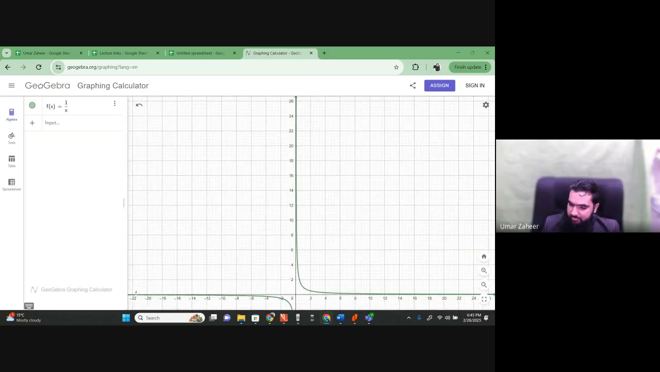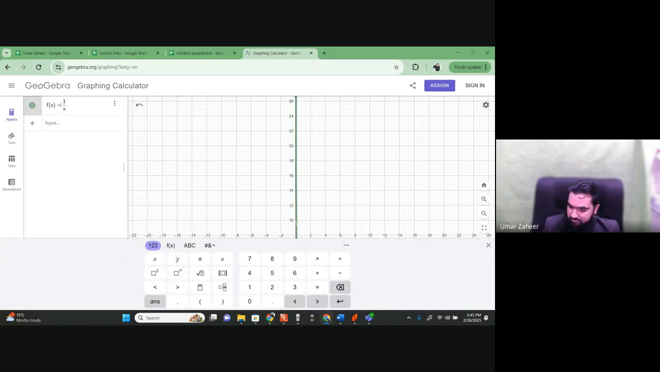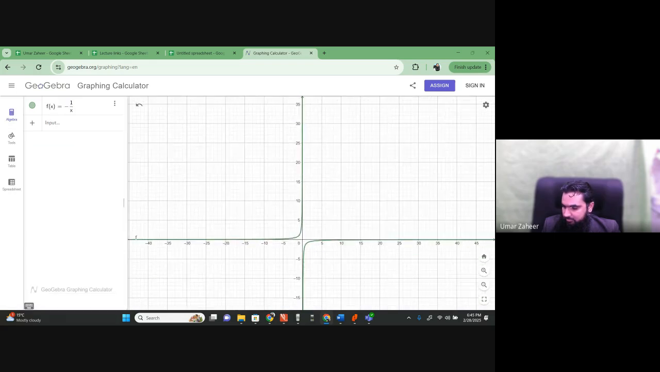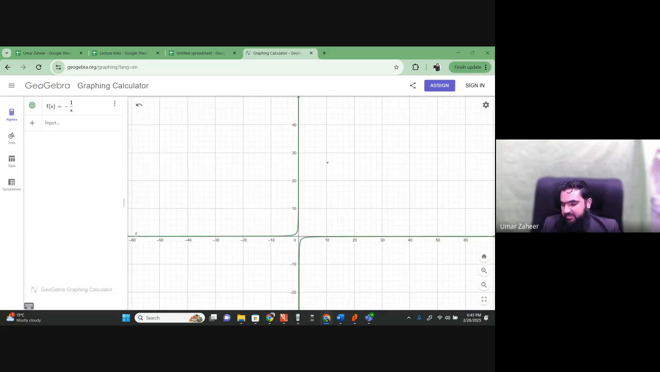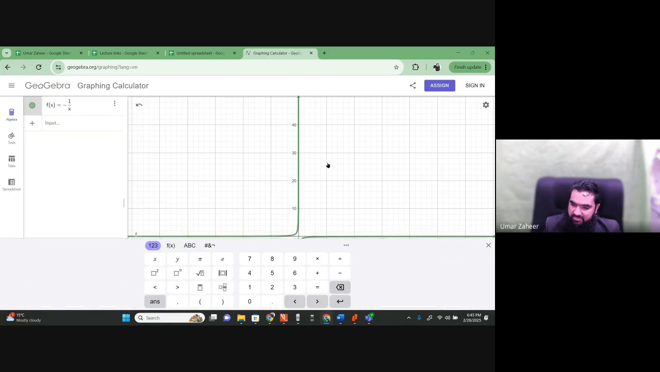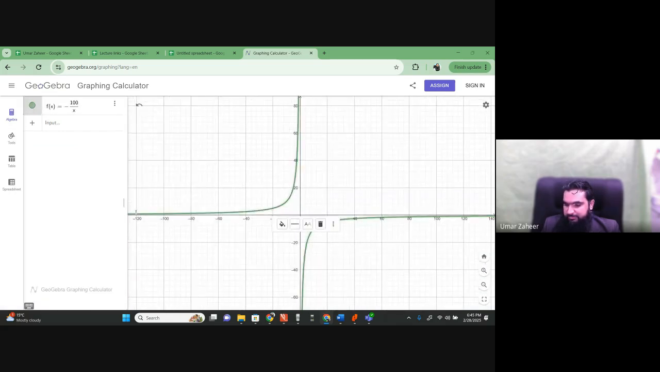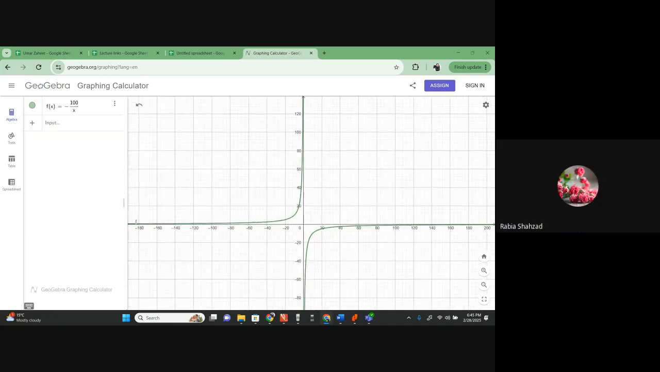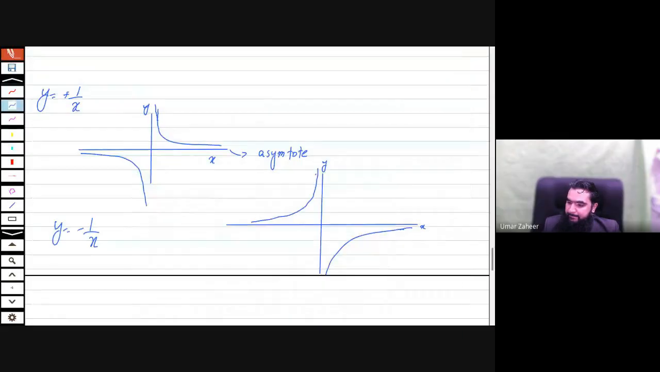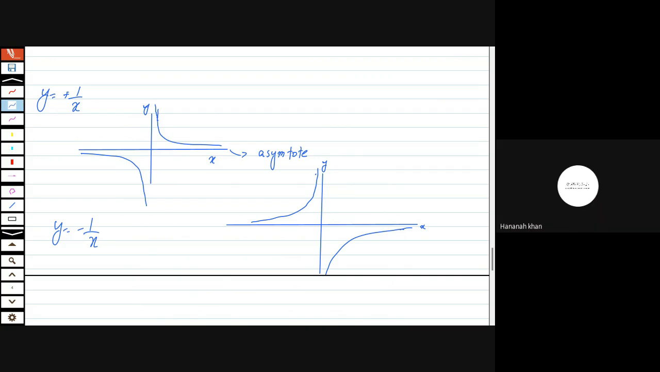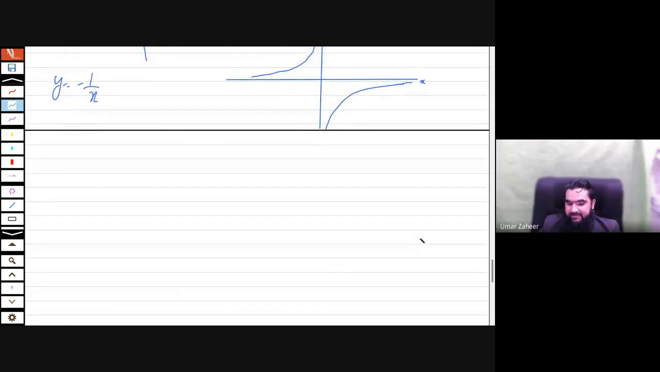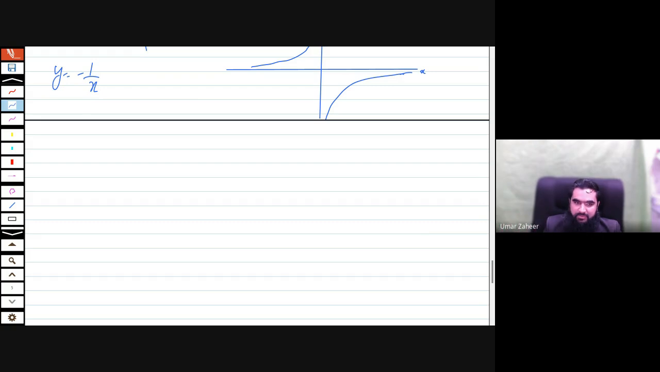And for example, if I'm going to write a minus sign here, look at here. It is in the third quadrant and the fourth quadrant. It doesn't matter which value you are taking here. It just increases the distance. For example, if I take 100 here, look at here, the shape is exactly the same. The rough sketch is exactly the same. Is it clear? Any question? Okay. This is the reciprocal graphs.